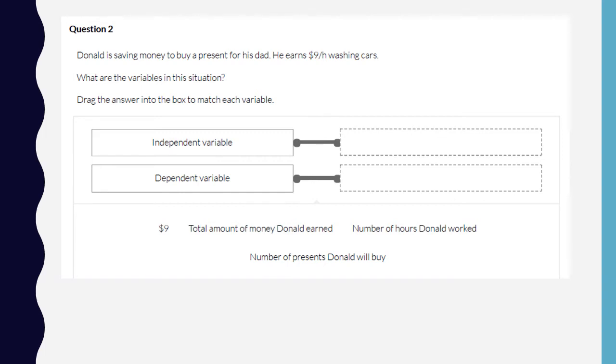Donald is saving money to buy a present for his dad. He earns $9 an hour washing cars. What are the variables in this situation? So he earns $9 an hour. So if he worked, let's say 10 hours, you'd say 9 times 10 would give you 90.